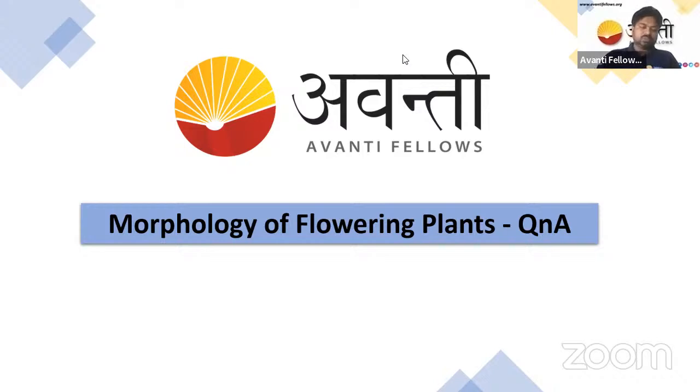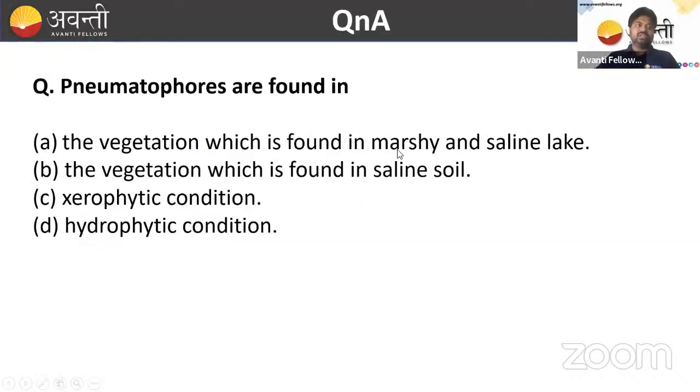So the first question on your screen is: pneumatophores are found in. ठीक है. So pneumatophore कहाँ हमें देखने को मिलेंगे? Option A is the vegetation which is found in marshy and saline lake. Option B is the vegetation which is found in saline soil. Option C, xerophytic condition, and option D, hydrophytic condition. So you have 1 minute to solve this question.